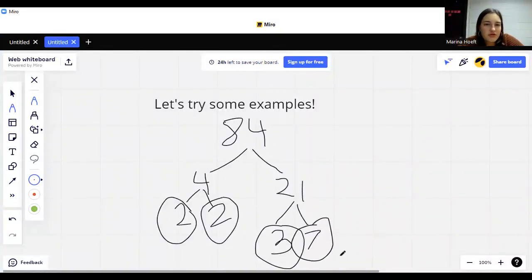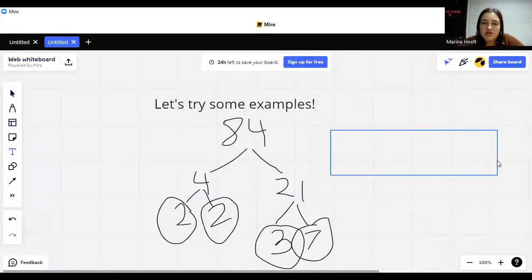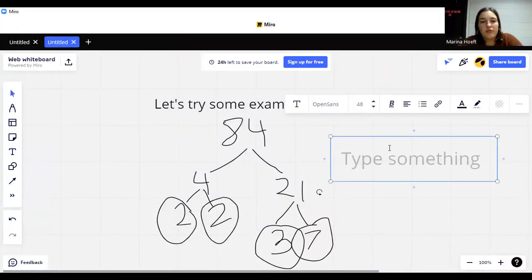So now that all of our numbers have been broken down and they're all prime, we can write our equation, right? So we're going to start with the low numbers and work our way up to the high, and remember to include every single number. So we're going to go with 2 times 2 times 3 times 7 equals a big number, which is 84.